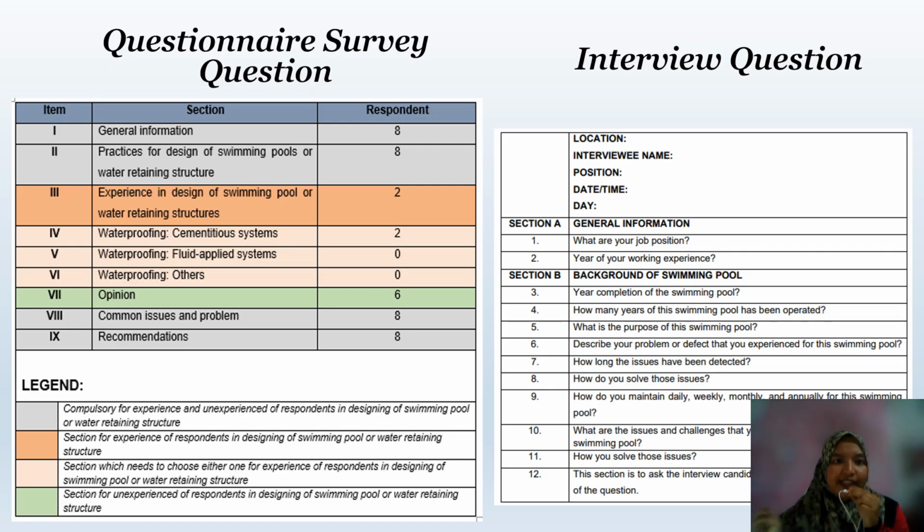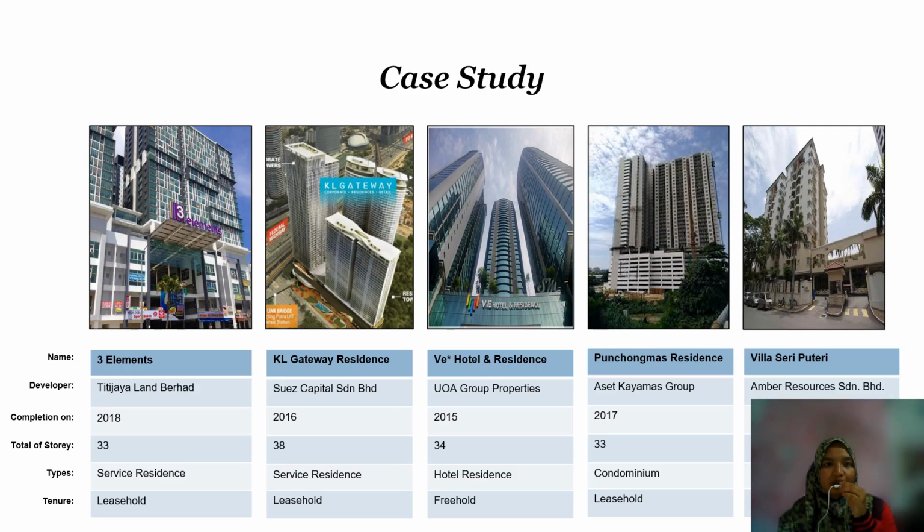So, this is the overview of the questionnaire survey respondents from the consultant engineers. The total number of respondents is 8. Two of them are experienced in the design of swimming pools. The rest are inexperienced, so they just answered the survey according to their knowledge and opinion. Next, the interview questions are for the facility management of the building. The case studies of the research are 3 elements: Cat Gateway Resident, V Hotel and Resident, Puchong Mas Resident, and lastly Villa 1003. The swimming pool for this case study is suspended.